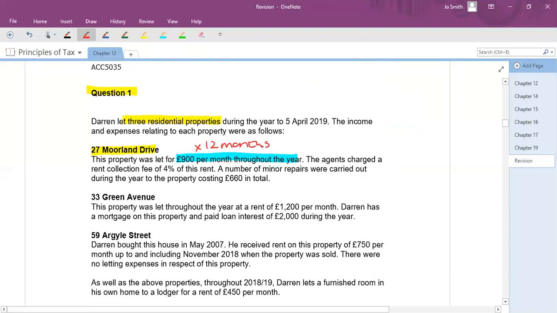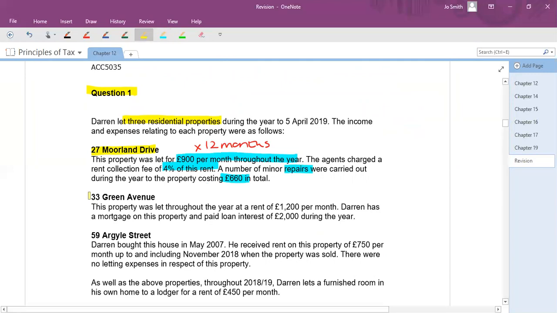And the agents have charged us a fee, so they're charging us 4% of the rent. And we've also got some repairs that have been carried out costing £660. So all of those will be allowable, won't they? The capital costs are not allowable, but any repairs and maintenance, as long as it's just to keep the property running and it's not a repair to get it into a usable state, will be allowed.